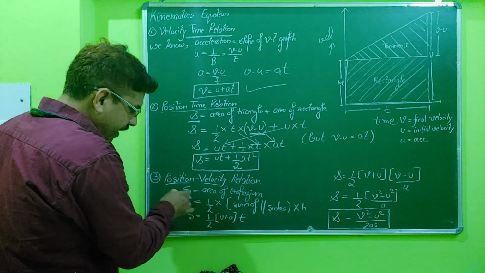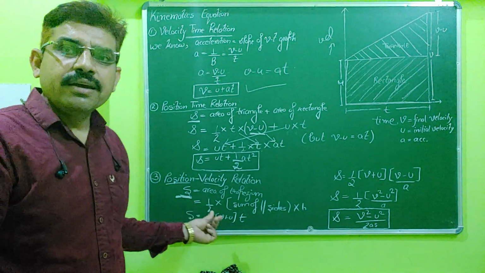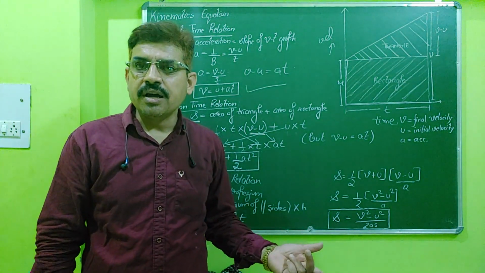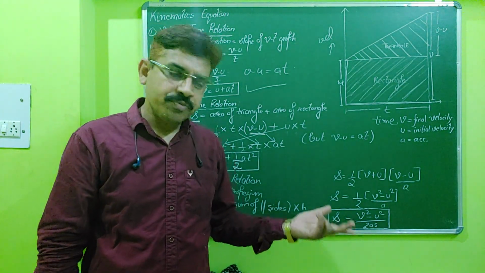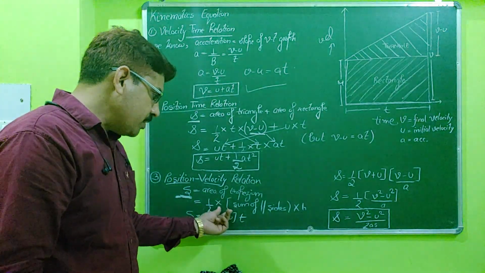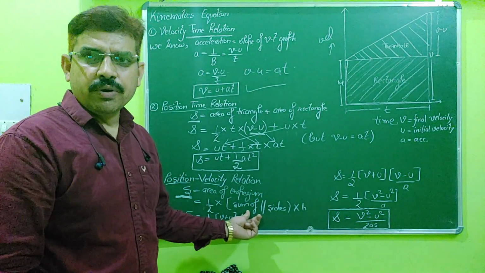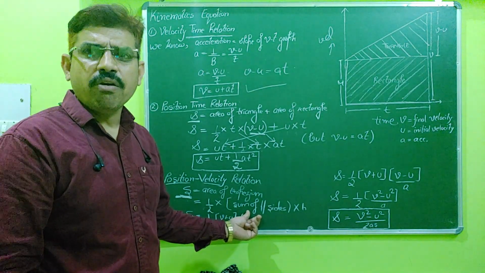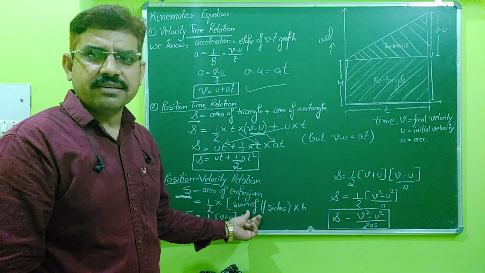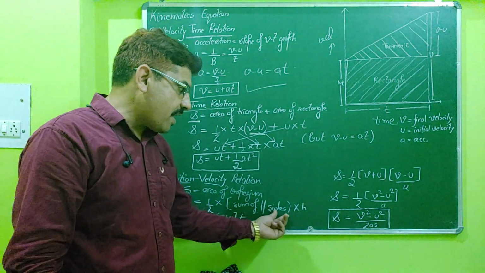If I want to find the position, what is the position? Again, the area of the VT graph gives position. I shared this with you in the last lecture. That is, S is equal to the area of the trapezium. You know the formula for the trapezium, because you are a student of 9th standard and you already studied that the area of a trapezium is the sum of parallel sides into height.